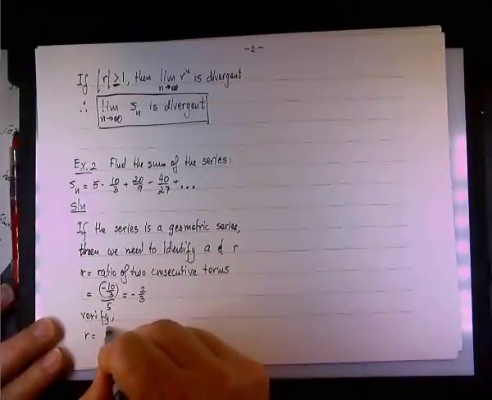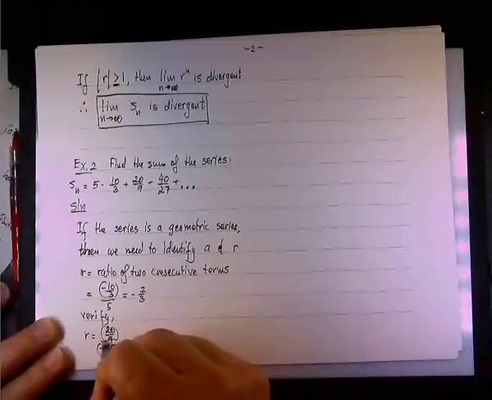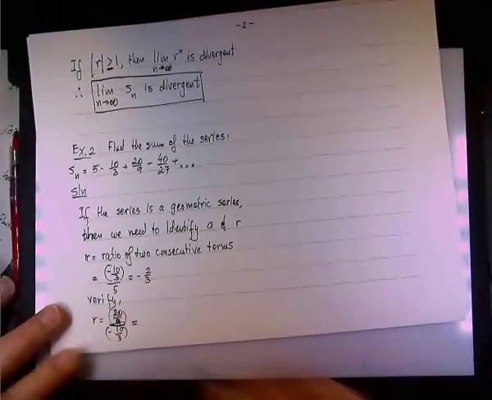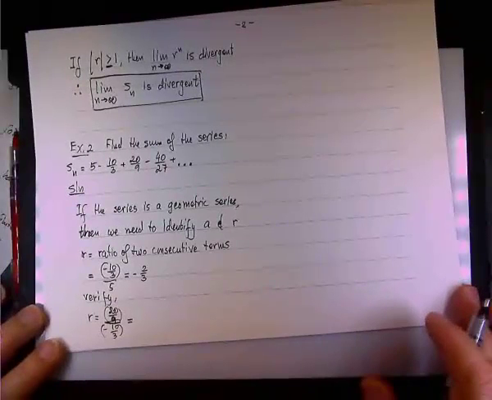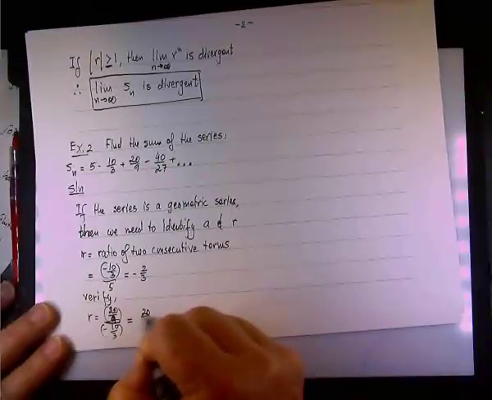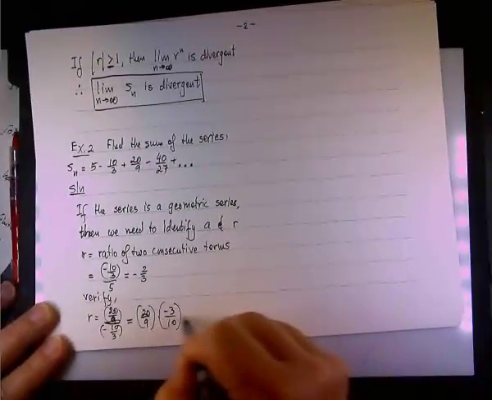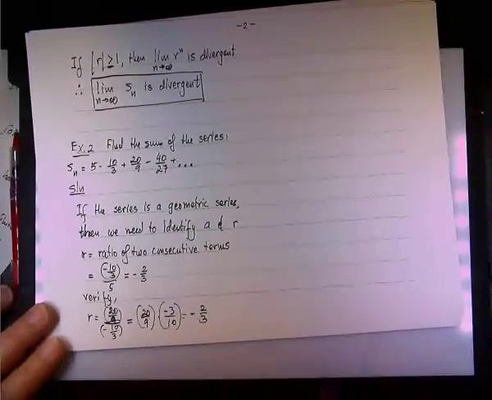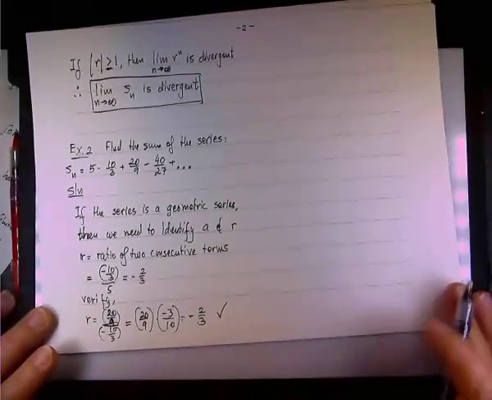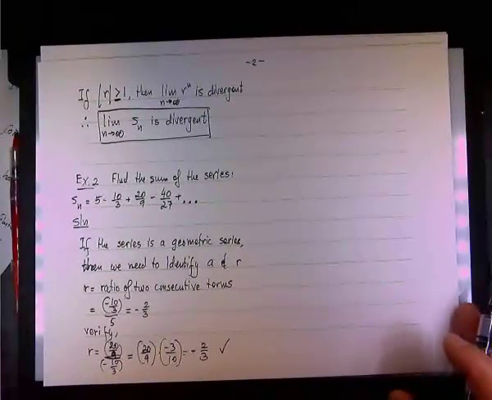Well, let's verify. Let's take the next two. R equals 20 over 9 divided by negative 10 over 3. The reason I want to do it is I want to take you back to middle school where you learned how to divide fractions, because even though it's Calc 2, a lot of times that's a lost art. So you multiply by the reciprocal. The reciprocal will be negative 3 over 10. So indeed you can see that you have negative 2 over 3. So indeed R equals negative 2 over 3. So check.